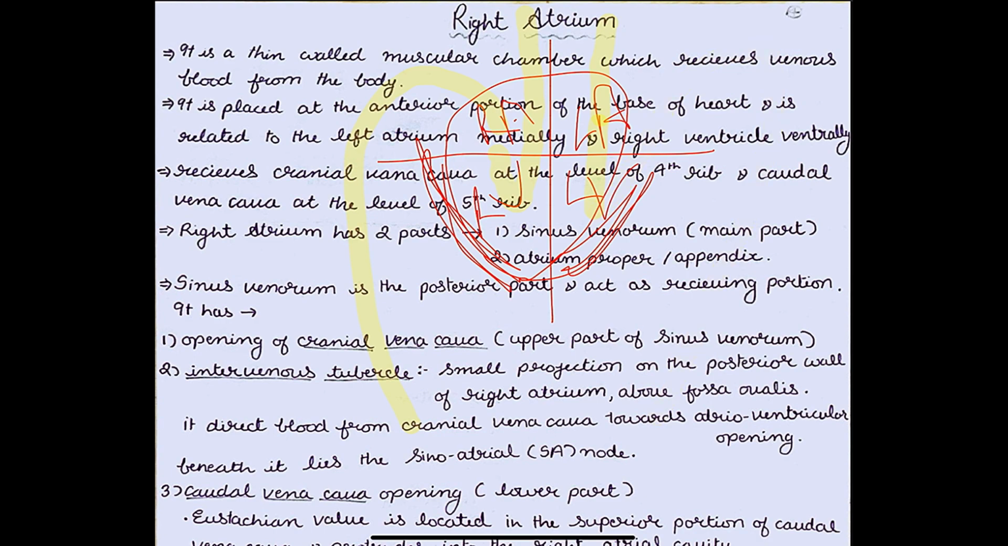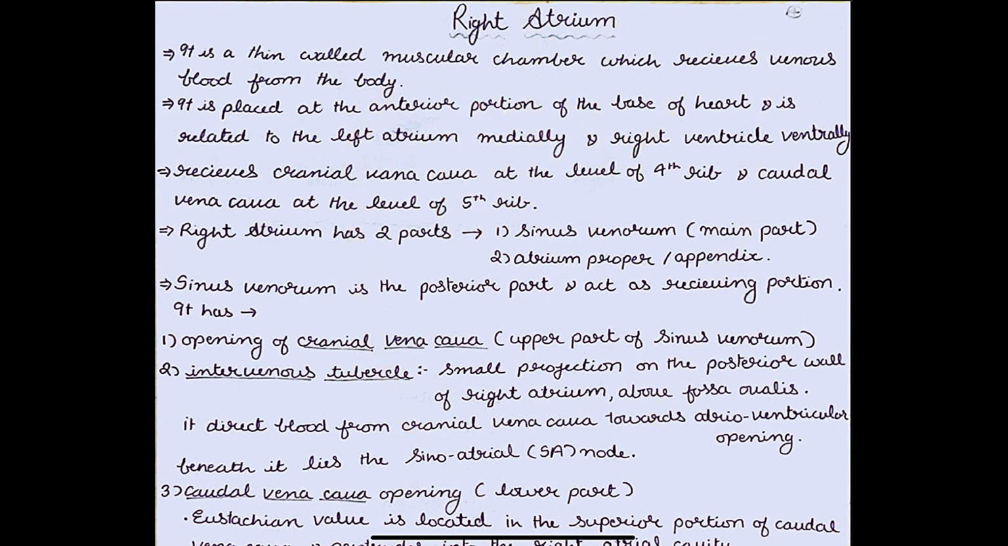So this is the way you can remember them. Then it is placed at the anterior portion of the base of the heart and is related to the left atrium medially and the right ventricle ventrally. Then it receives the cranial vena cava at the level of the 4th rib. Very, very important points: cranial vena cava, 4th rib. Caudal vena cava at the level of the 5th rib.